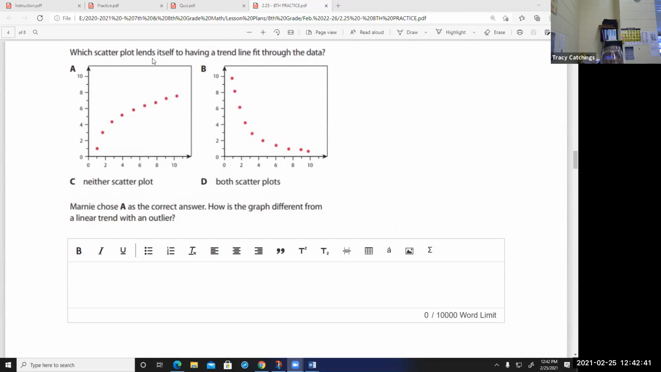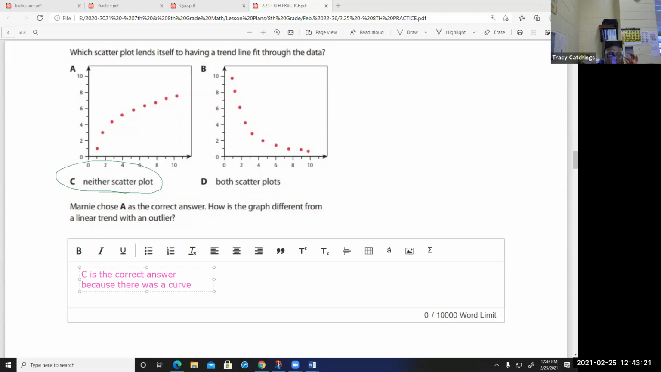All right, they asked which scatterplot lends itself to having a trend line fit for the data. Look at both A and B. Do you think we can make a trend line with either of those? Why you say no to me? She said no, but I say no because they're not. You can't just make a straight line or a line through the middle. Why not? Because they got a what? Like you're trying to think. Neither. C is the correct answer because there was a curve.